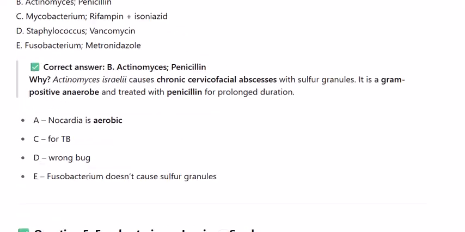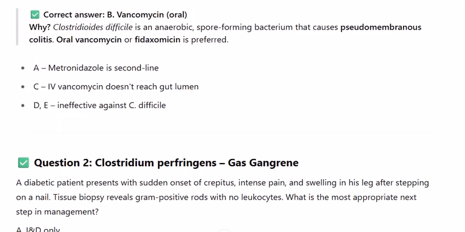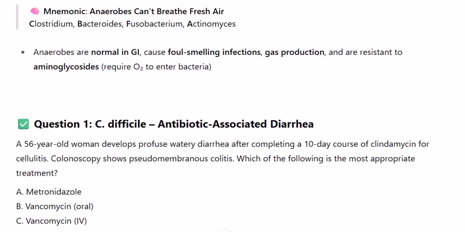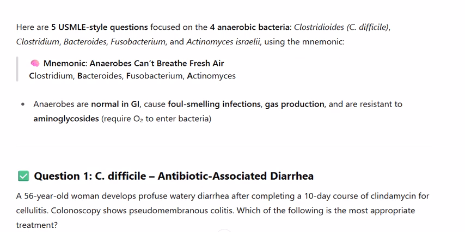Focused on the 4 anaerobic bacteria: Clostridioides difficile, Clostridium, Bacteroides, Fusobacterium, and Actinomyces israelii. Using the mnemonic, anaerobes can't breathe fresh air: Clostridium, Bacteroides, Fusobacterium, Actinomyces.